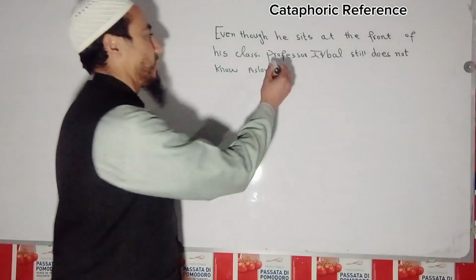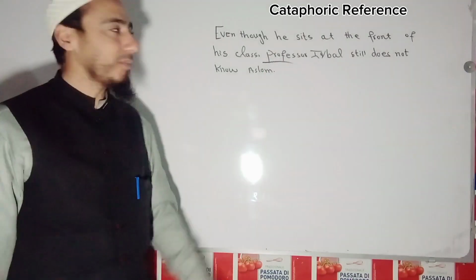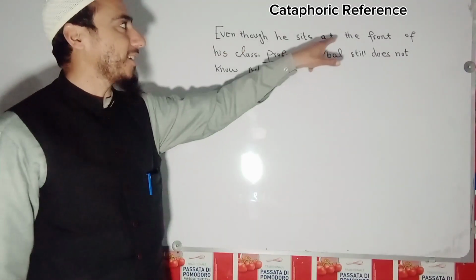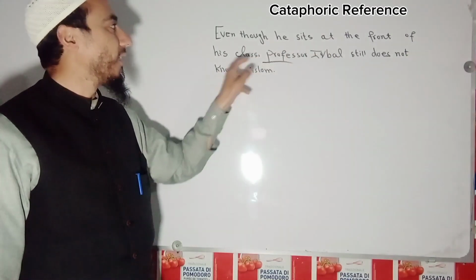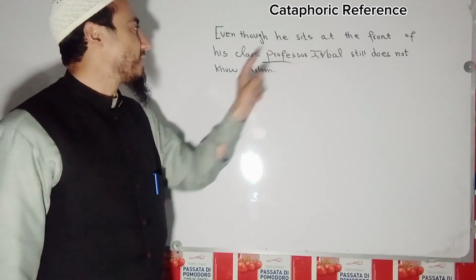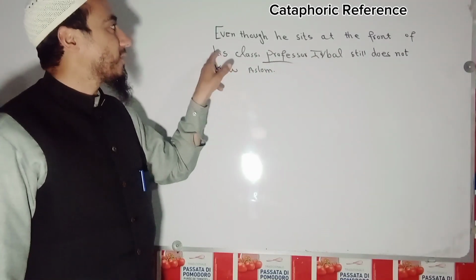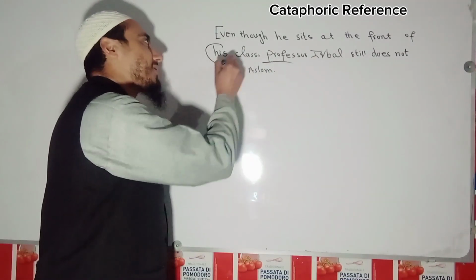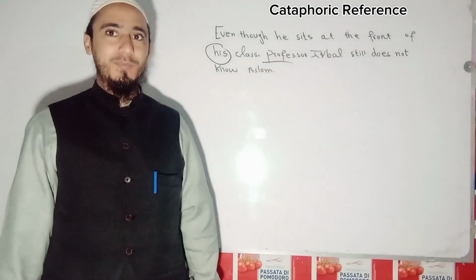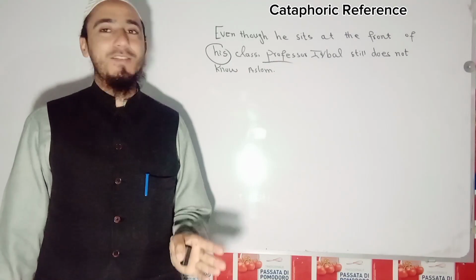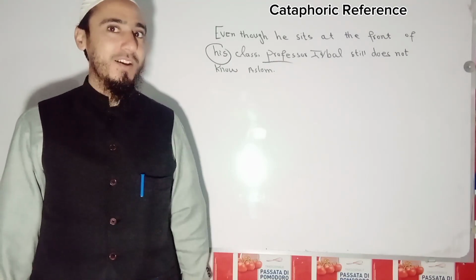And this his refers to the professor. Once again I'm repeating. Even though he sits at the front of his class. Who sits at the front of his class? Aslam. Professor Iqbal still does not know Aslam. So this his class, and this second his, refers to Professor Iqbal. So this is the example of cataphoric reference.